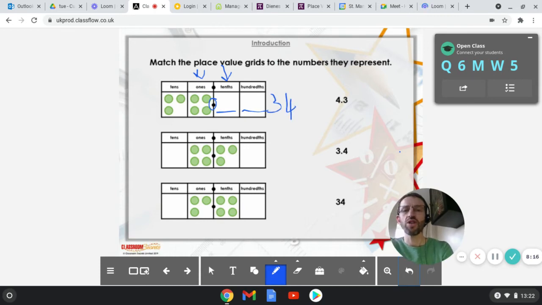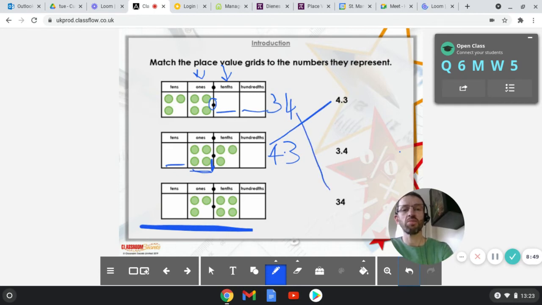Here I've got no tens and I've got 4 ones. That's just 4. And I've got 3 tenths. And again, the decimal point is in the middle here. So I've got 4 ones and I've got 3 tenths. And by working it out like that, by looking carefully at the place value grids over on this side of the screen, I can very simply see that this one is going to match up to there. This one is going to match down to there. So this one should go to the middle. But I'm going to check.